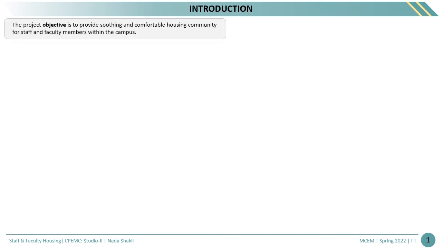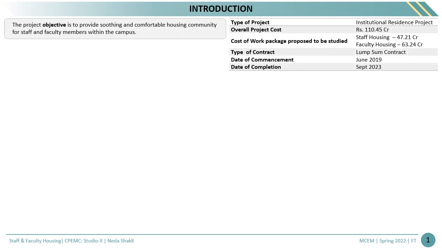The objective of the project is to provide a soothing and comfortable housing community for the staff and faculty members within the campus. The overall project cost is 110.45 crores. It's a lump sum type of contract. It started in June 2019 and will be completed by September 2023.